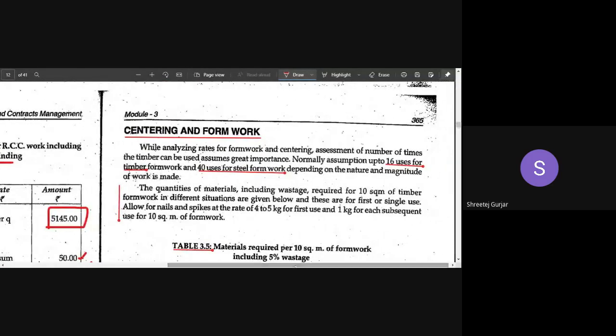After we are done with steel, we have to go into centering and formwork. So before that, let me know if you have understood whatever we have discussed regarding concrete and steel. Is it clear, guys? You can let me know by raising your hand that you have understood.